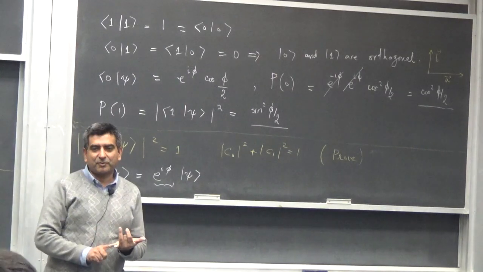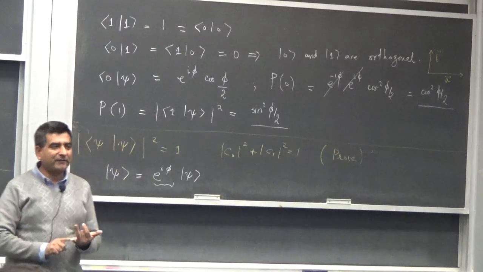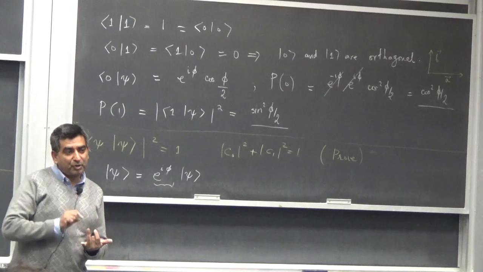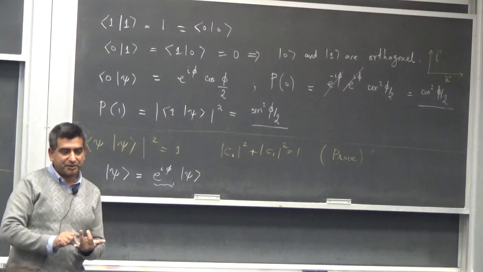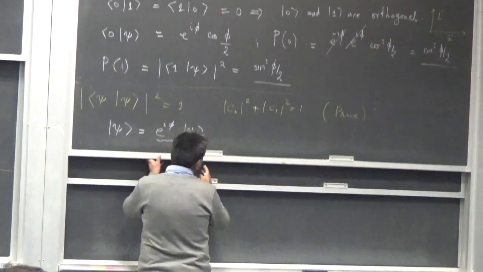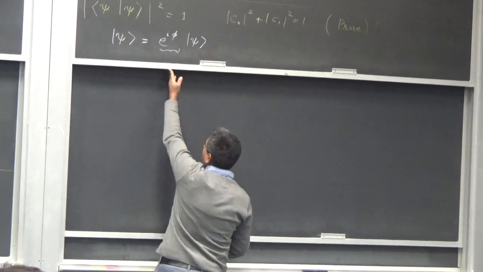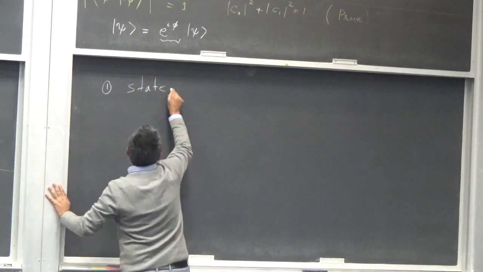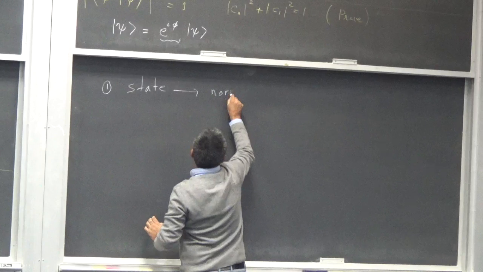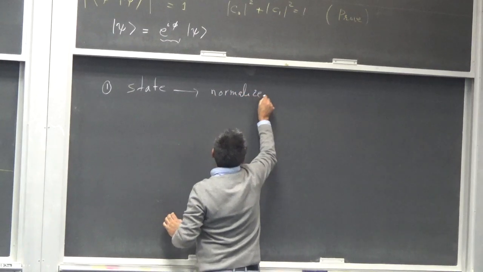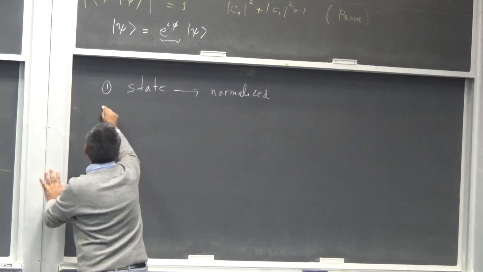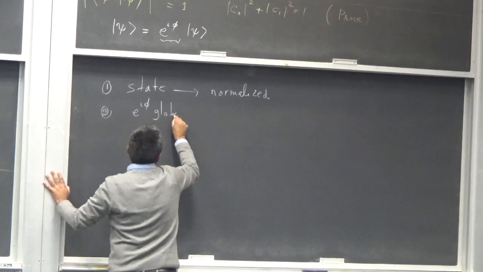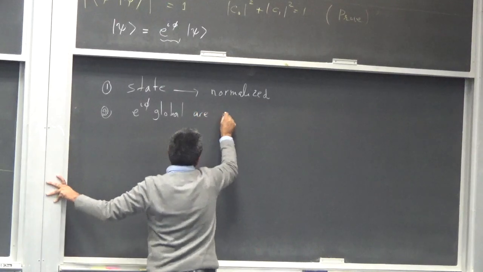The states have to be normalized. And now you have a recipe to measure probability outcomes. Probabilities of different outcomes can be measured. So what we've achieved in one breath is the following. The state must be normalized. We've also known that global phases are mostly immaterial.